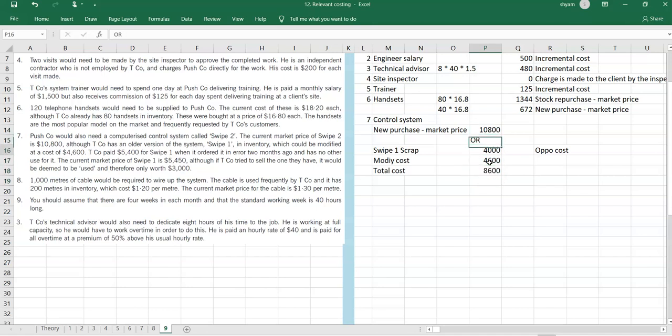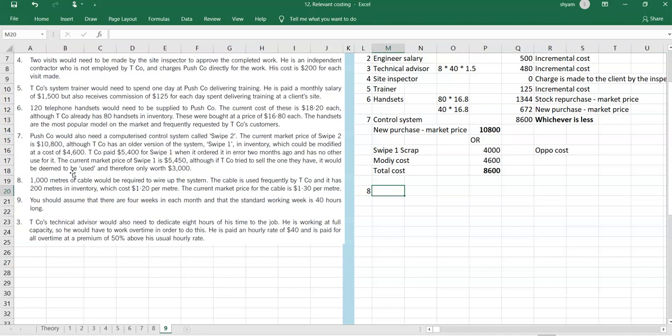The concept is which one will be used. We can use whichever is less. So whichever is less, 8,600 is the lesser one. So we can use that. This one or this one, whichever is less, we have to use it. So that's about 7. We still have 2 more. I think we have 8.